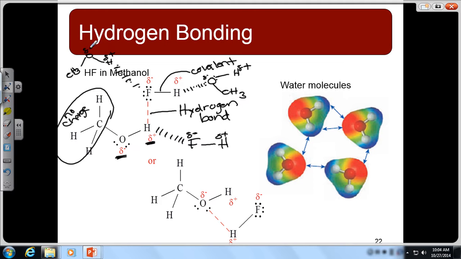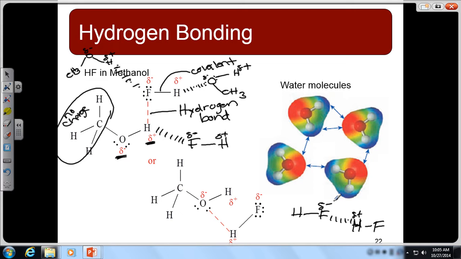So you'll want to practice these. You have to be able to draw these on the exam. What you're also going to have happen is you're going to have HF and methanol, either one, also hydrogen bond with themselves. So if you have two HF molecules, they're also going to hydrogen bond with themselves. Here's water. Water hydrogen bonds with itself as well.